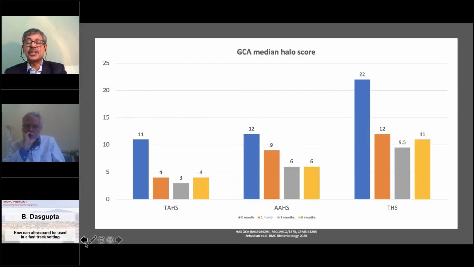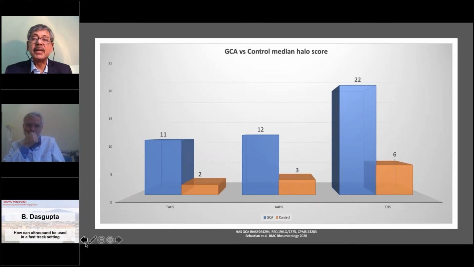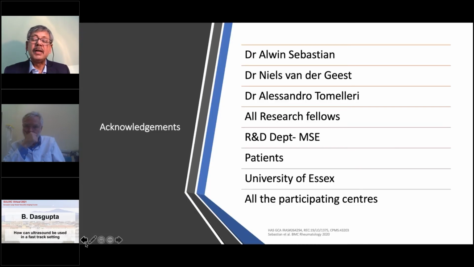And we have shown that the temporal artery halo score, the axillary artery halo score, and the total halo score all show significant changes. At the moment, we are trying to disentangle which patients show a good response, which have a static response, and which have elevation of the halo score. This is work in progress, and we've shown the halo score is very good diagnostically in picking up GCA from controls.